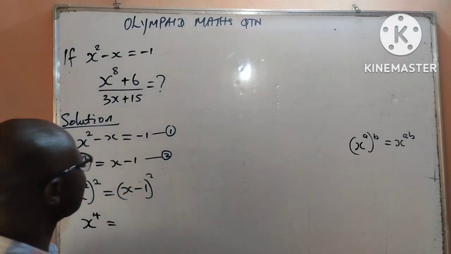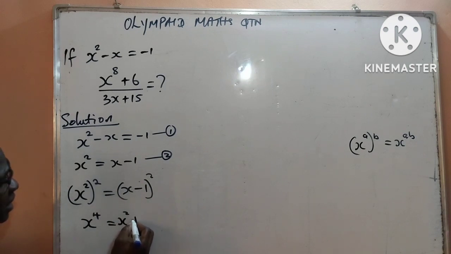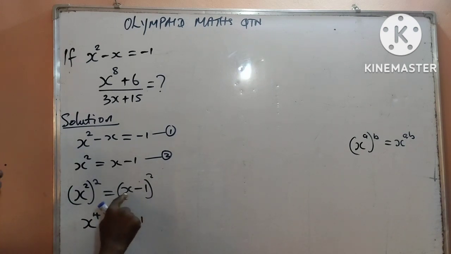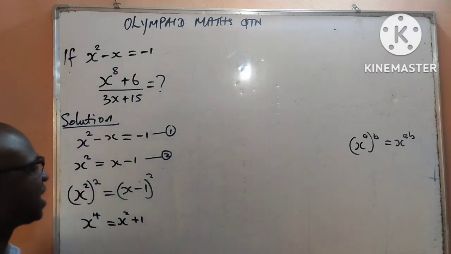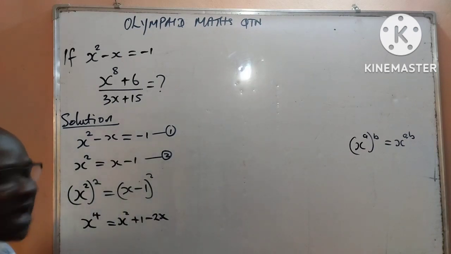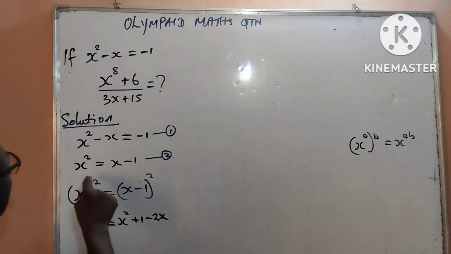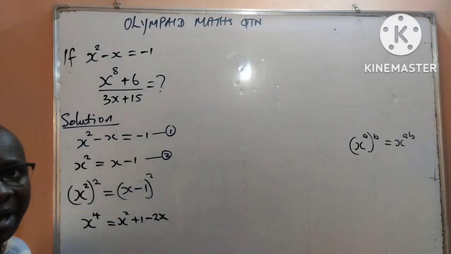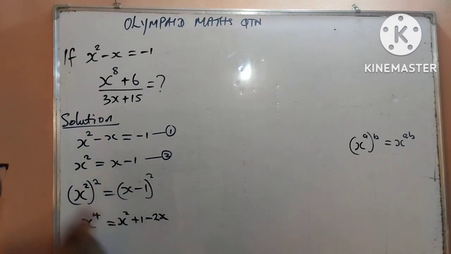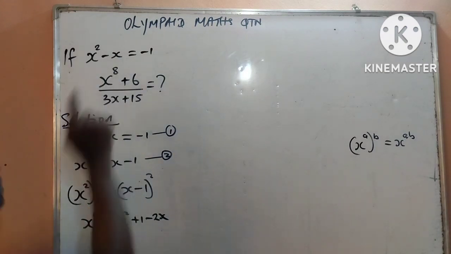And on the right hand side, I will open the bracket, which is first term squared, plus second term squared, which is 1. Then first term multiplied by second term, which is x multiplied by minus 1, will give me minus x. Then multiplied by 2, which will now give me minus 2x. What I have done is expanding x minus 1 to the power 2. And remember, I am squaring equation 2. My target is to get x to the power 4, and my direction is to see how I can get x to the power 8.